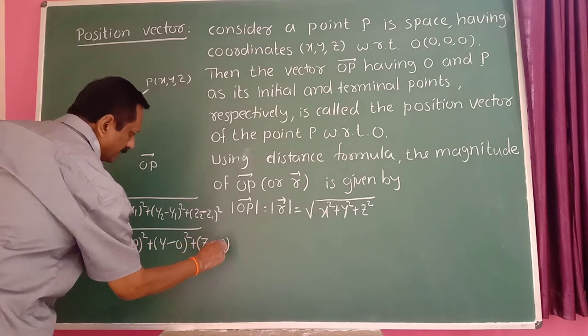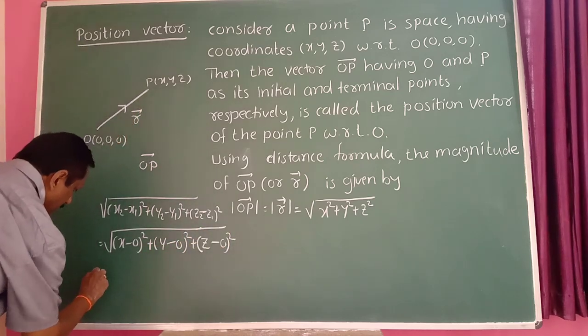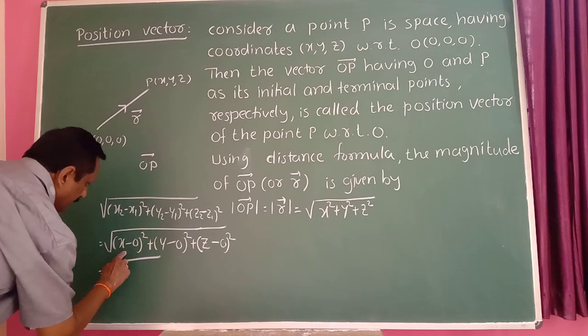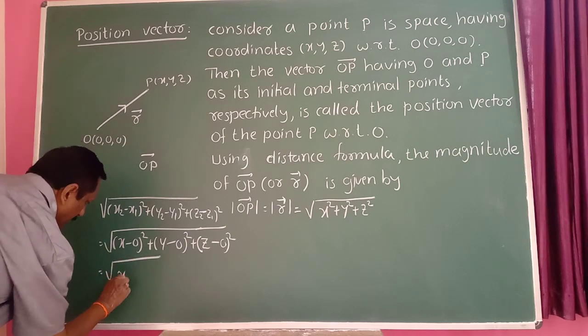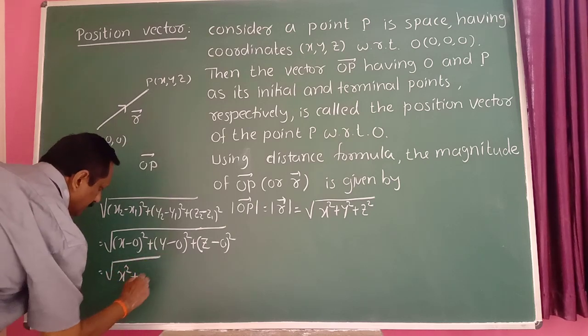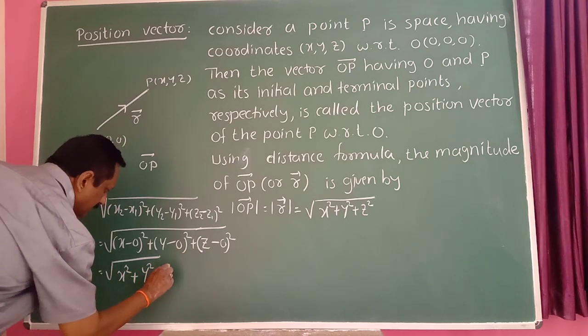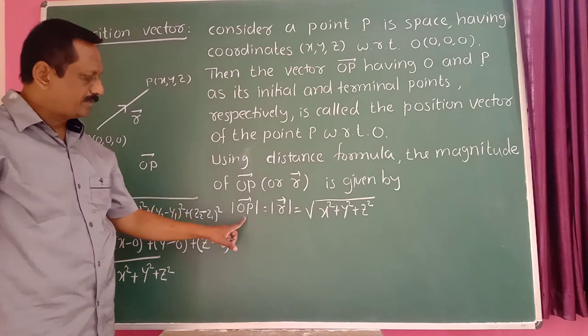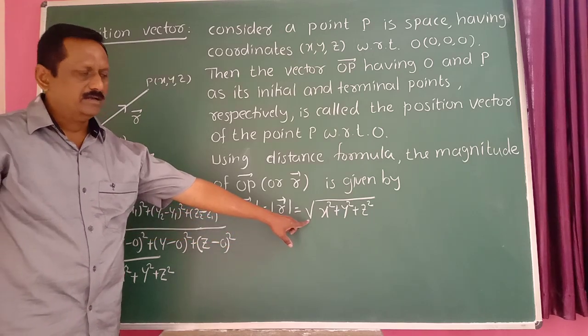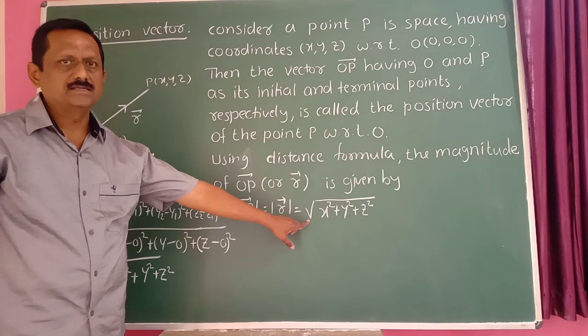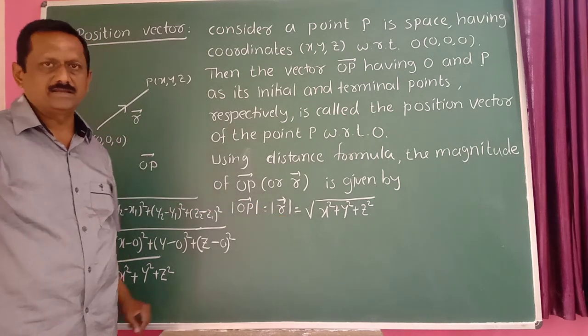Therefore, this gives what? Root of x minus 0 is x, so x square; y minus 0 is y, so y square; z minus 0 is z, so z square. Hence modulus of OP bar is the root of x square plus y square plus z square. It is by the distance formula.